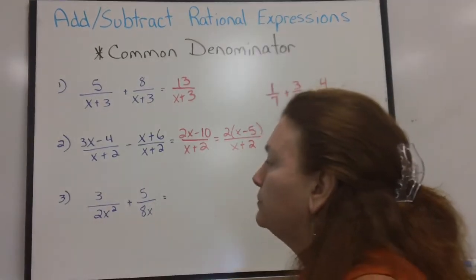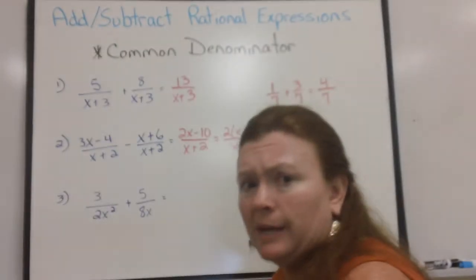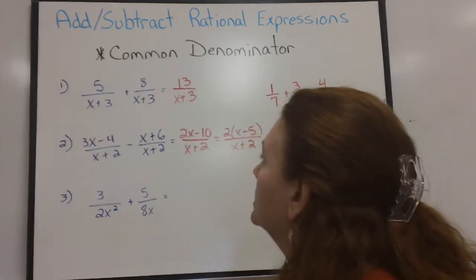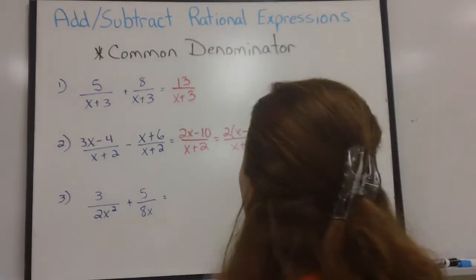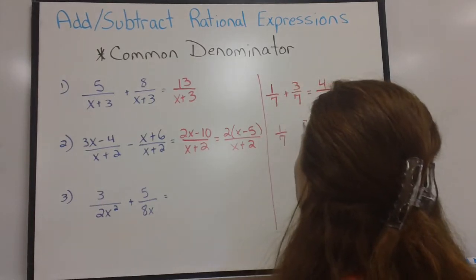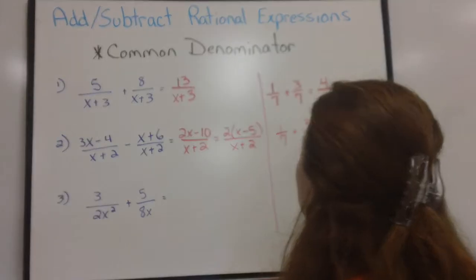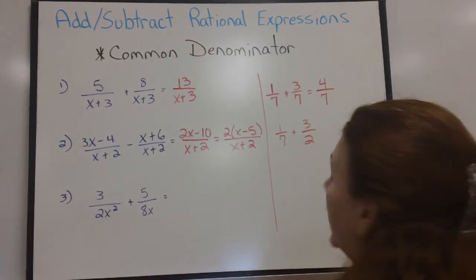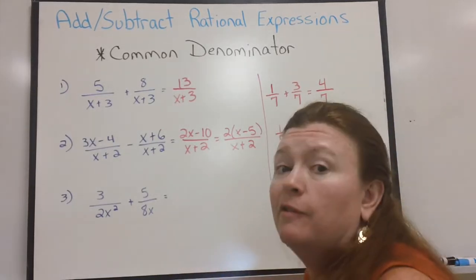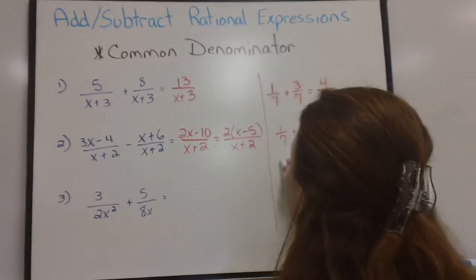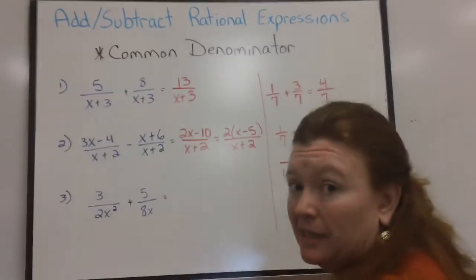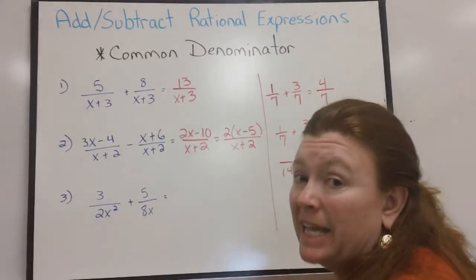All right, let's try this one. The difference here is I do not have a common denominator anymore. So I need to figure out what my common denominator is. If I had a situation where I had a 1/7 and a 3/2, well, I have to ask myself, what do 7 and 2 both go into? The answer would be 14. So I'd have to rewrite these as two fractions that are over 14. I can't add them until they have the same denominator.